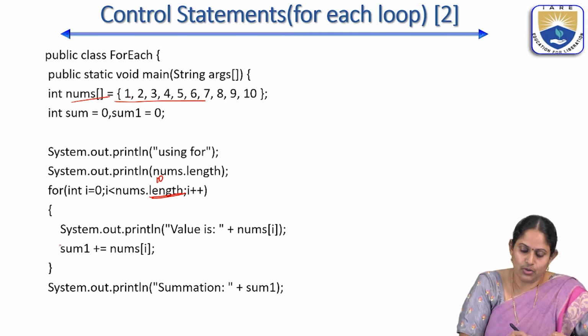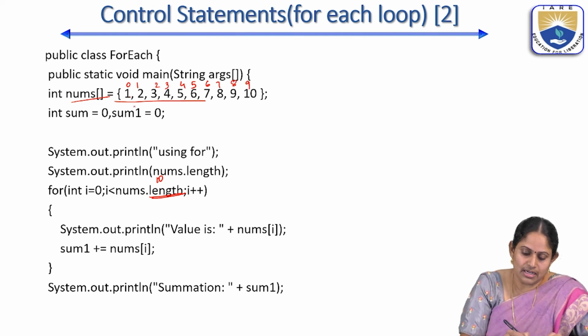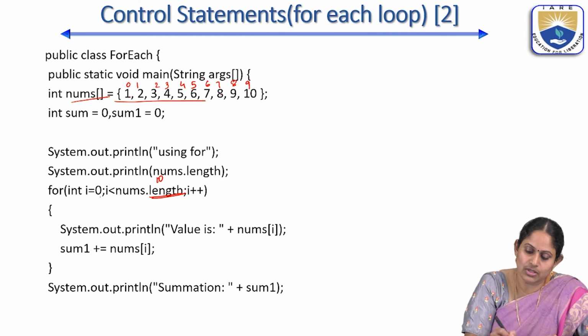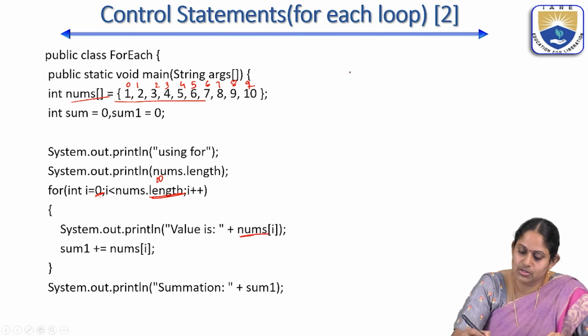Next we are reading the values using the for loop. So this will be 0, 1, 2, 3, 4, 5, 6, 7, 8, 9. There are 10 elements, so the length will be 10, but the index will go from 0 to 9. Now we start with the first element, setting i equal to 0. It displays the output: value is nums of 0. What is nums of 0? Nums of 0 is 1.